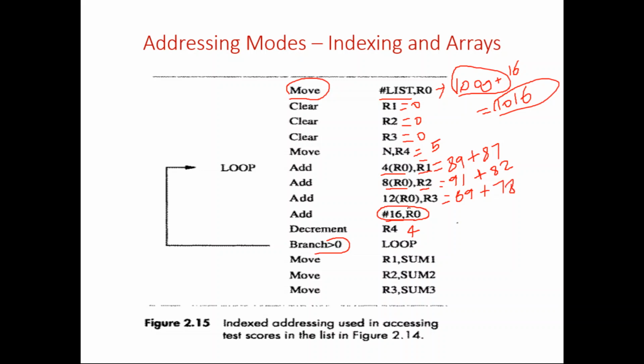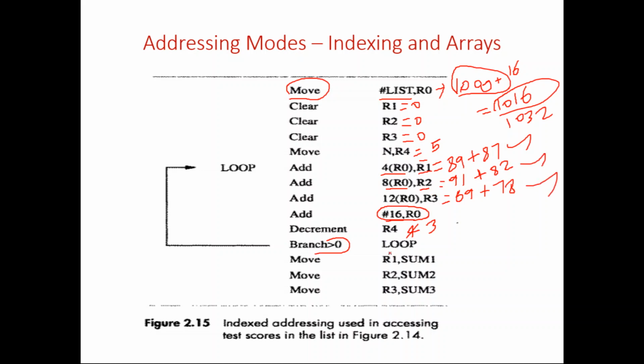Again, increment R0 by 16. So now R0 becomes 1032, which is nothing but the student ID of the third student. Again decrement R4, it becomes 3. Again loop. So this process continues until you calculate the sum of the test 1, test 2 and test 3 marks of all the students. The sum of all test 1 will be stored in R1, the sum of all test 2 in R2, and the sum of all test 3 in R3.